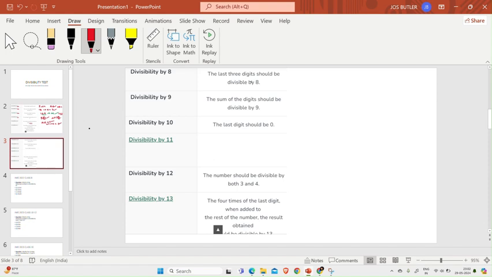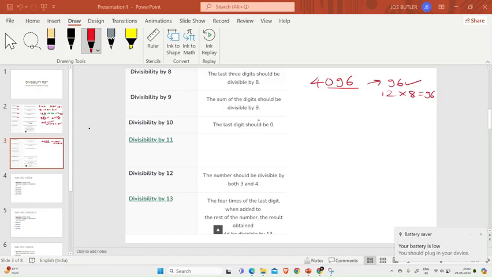Divisibility by 8, last three digits should be divisible by 8. For example, 4096. 096. You can assume it to be 96, and 96 is divisible by 8. 12 8s are 96. 12 into 8 is equal to 96.